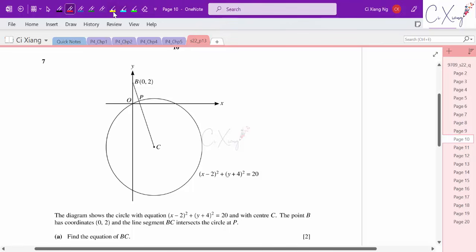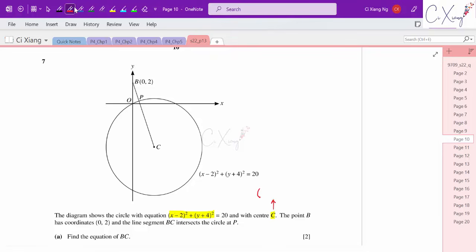Okay, so question number 7. The diagram shows the circle with this equation and a center C. So C is the center, and from here we can straight away get the coordinate for C. From x minus 2 equals 0, I get x equals 2. And I let y plus 4 equals 0, and I get y equals negative 4. So the center coordinate will be 2 and negative 4. This is the first information that we get from this question.